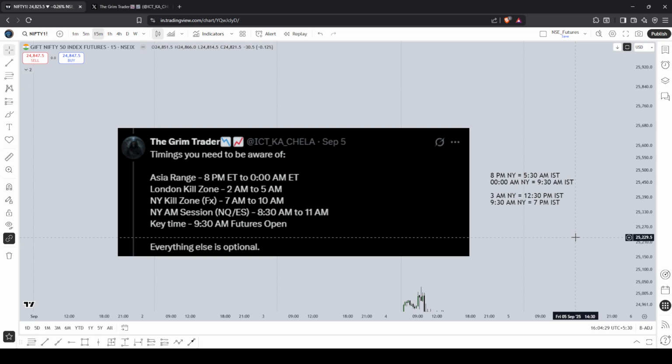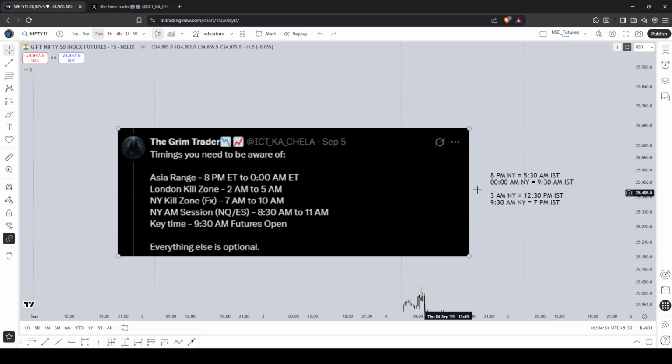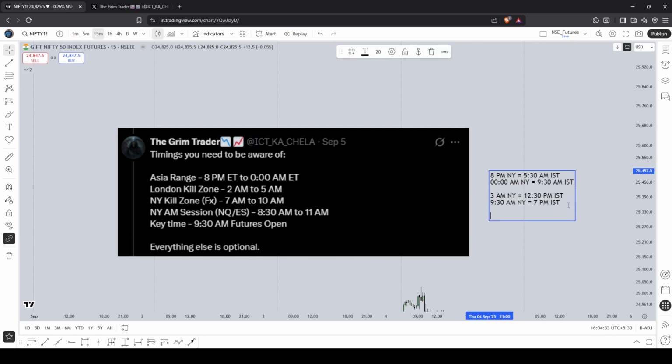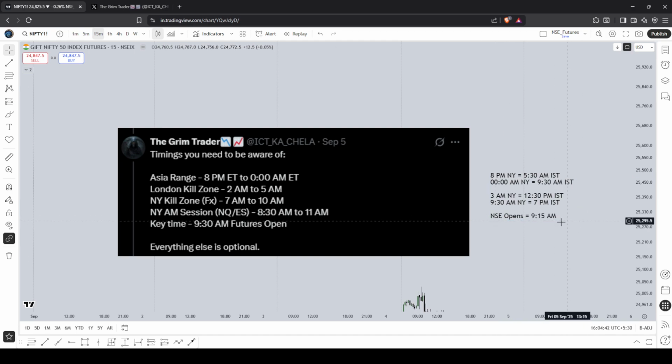which opens at 9:15 a.m. Where does it open? NSE opens 9:15 a.m. So keep that in mind. But that is very close to a very particular time. You see, midnight New York, assuming daylight savings is on, is 9:30 a.m. Indian time.